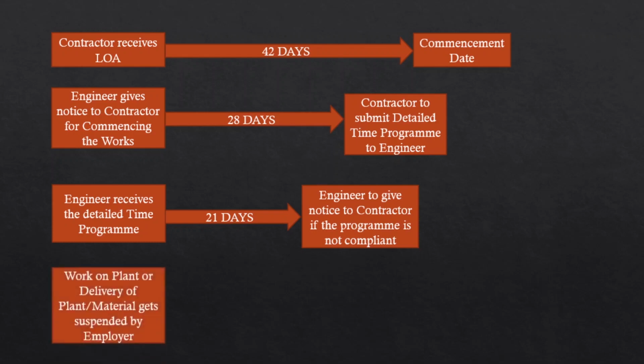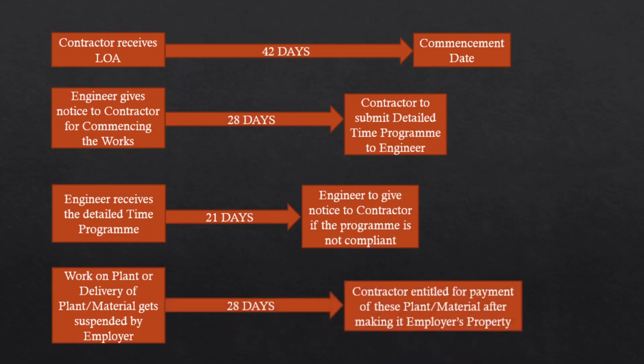Now, the work on any plant or delivery of plant gets suspended by the employer. If that happens, within 28 days the contractor is entitled to payment for these plant or materials after making them the employer's property. So if the work gets suspended by the employer and 28 days is over, the employer can make this into their property and they can pay the amount that is entitled for these plant and material to the contractor.